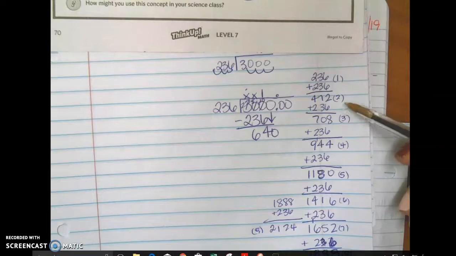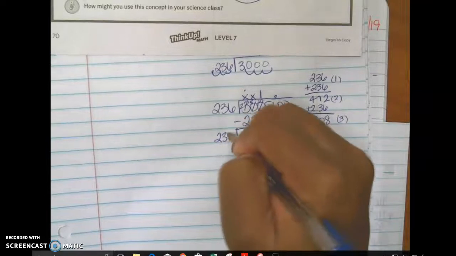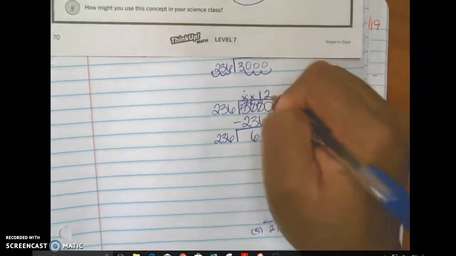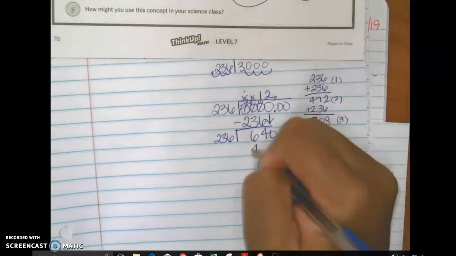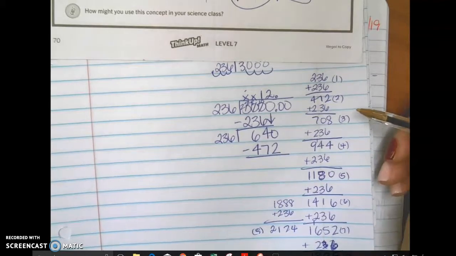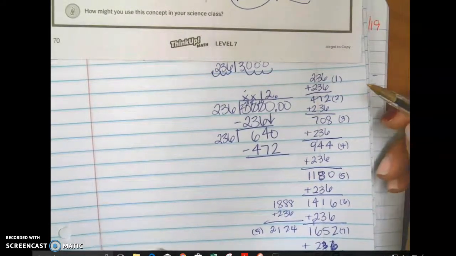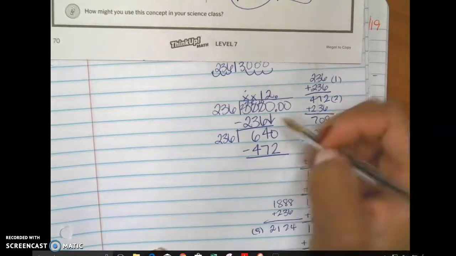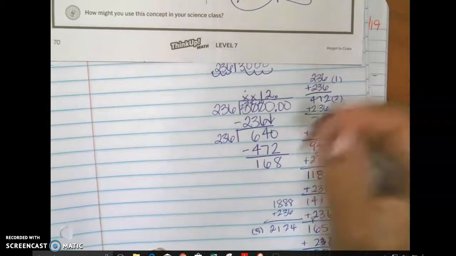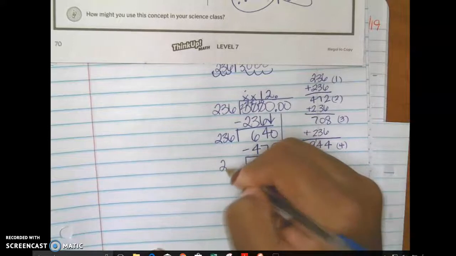Look back at my multiples. How many times does 236 go into 640? 2 times. 2 times 236 is 472. Subtract. Now what? 168. That is correct. Yay. Now bring down a 0 and divide again.